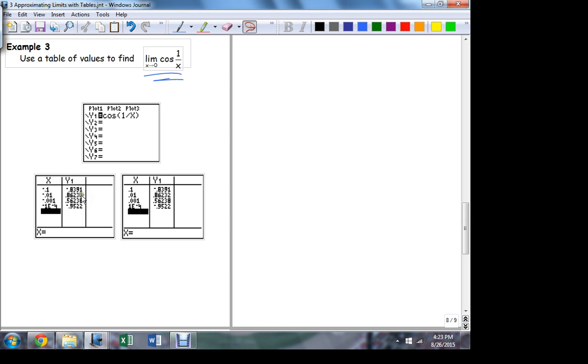I've got a negative number here. All of a sudden it becomes positive. It's positive again. Then it becomes negative. They're jumping all around. It's not settling down to anything. And of course, since cosine is an even function, the same thing's happening on the other side. So here, I don't see the limit behavior being satisfied.